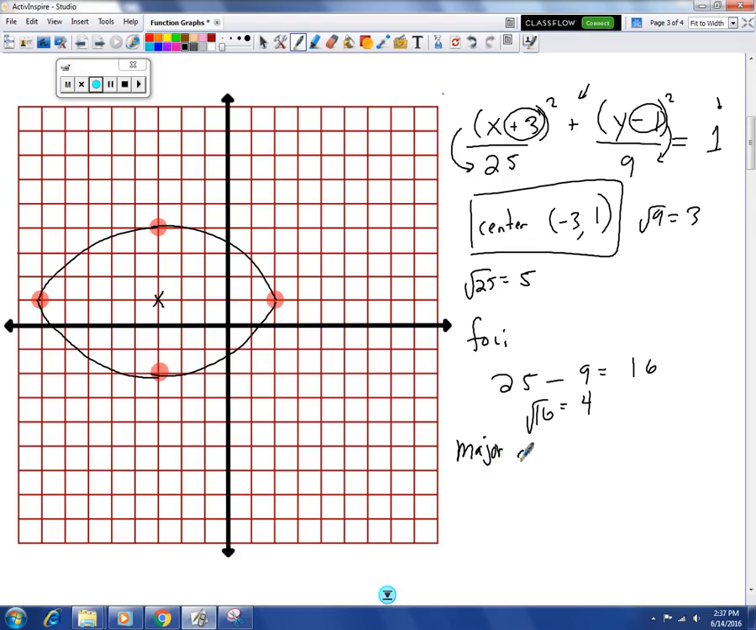The major axis length is from this point here to this point here, and that looks like it's 10. So I'll write major axis length. The minor axis goes through the center, but it's the shorter way across this ellipse. So I'll do a wavy line for that one. That has a length of 6.